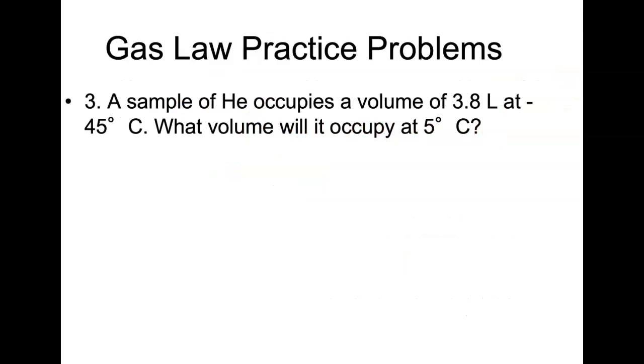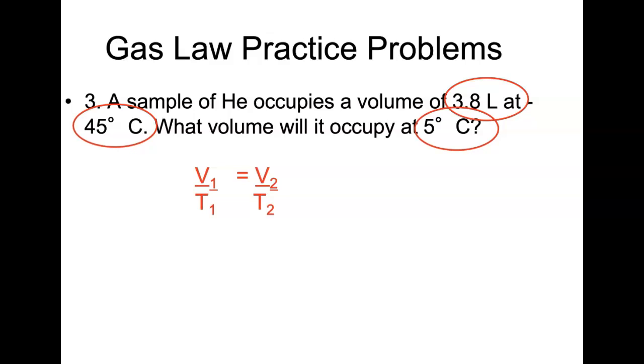All right, here's the next one. What are you going to do first? Hopefully you're thinking, okay, let me look at what I've got. I've got 3.8 liters. That's a volume. I've got 45 degrees Celsius. That's a temperature. 5 degrees Celsius. That's a temperature. So volume and temperature. Temperature and volume. TV. Charles's Law. Charlie Brown is a TV show.